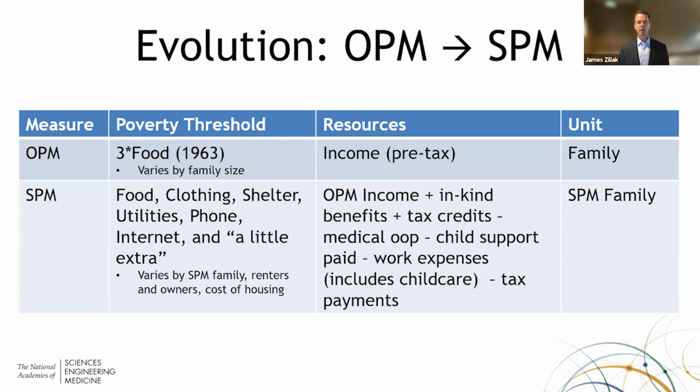The family unit for the SPM measure is broader than the OPM. It includes cohabiting partners. It includes unrelated children under age 15. And so it has a broader concept of who shares resources. Okay. Next, please.